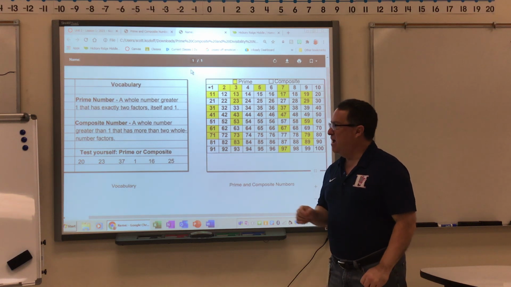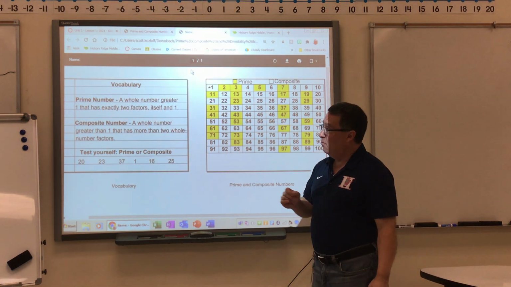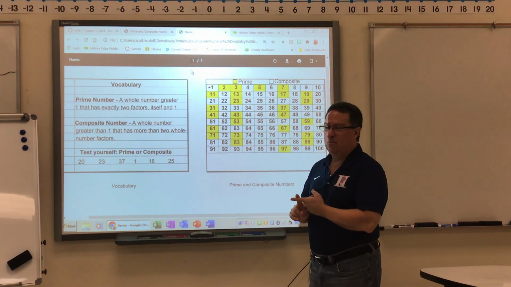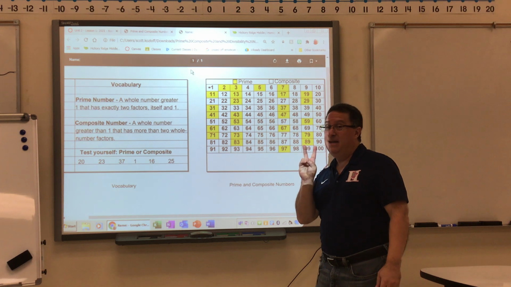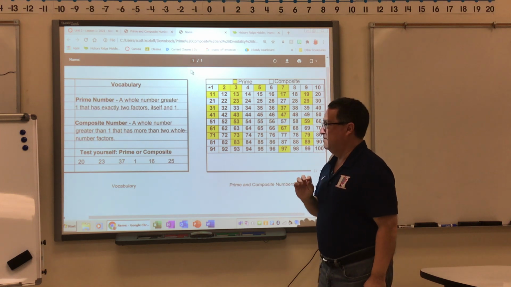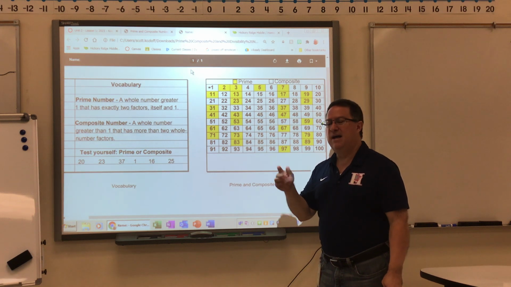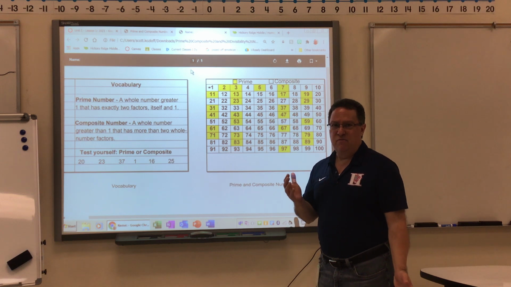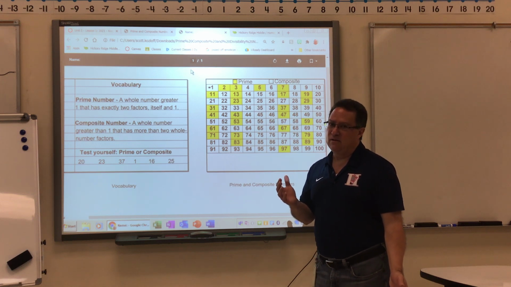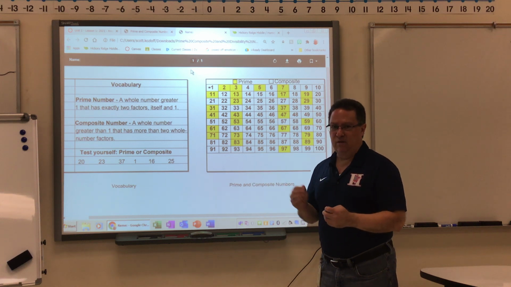So the first thing that you have to know is what a prime number is and what a composite number is. Well, a prime number is a whole number greater than 1 that has exactly 2 factors. And I mean exactly 2 factors: itself and the number 1. So 1 times whatever that number is, those are the only factors. If you remember, factors are 2 numbers that can be multiplied together to equal a number.